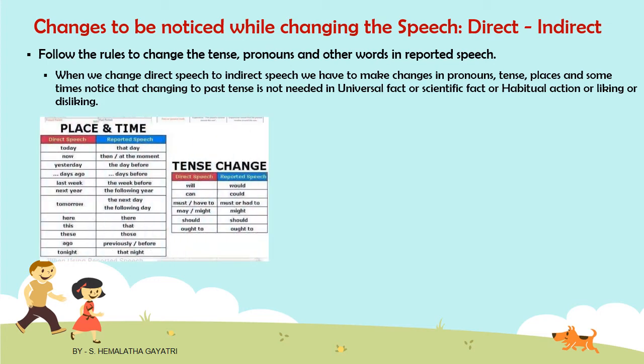So you have to think about making changes in place and time. Today will become that day, now will become then or at that moment. Yesterday will become the day before, days ago becomes days before, last week becomes the week before, next year becomes the following year, tomorrow will become the next day or the following day. Here becomes there, this becomes that, these becomes those, ago becomes before or previously, tonight becomes that night.